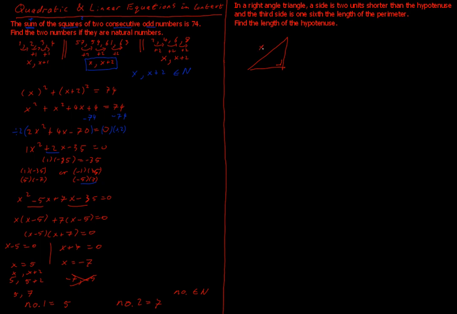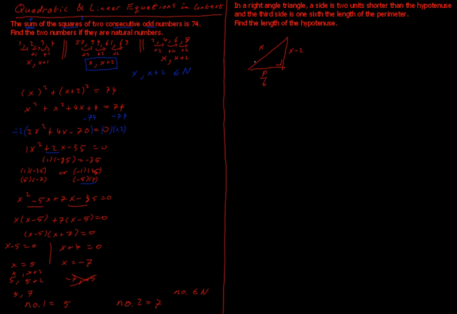So let's call the hypotenuse x, because I'm told something relative to the hypotenuse. And a side of my triangle, I could pick either of these, is going to be 2 units shorter. So if x is the hypotenuse, then my side that I'm describing there is going to be x minus 2. And the third side, the side that's left, is going to be 1/6 the length of the perimeter. Okay, let's call the perimeter P, and this is going to be P over 6.